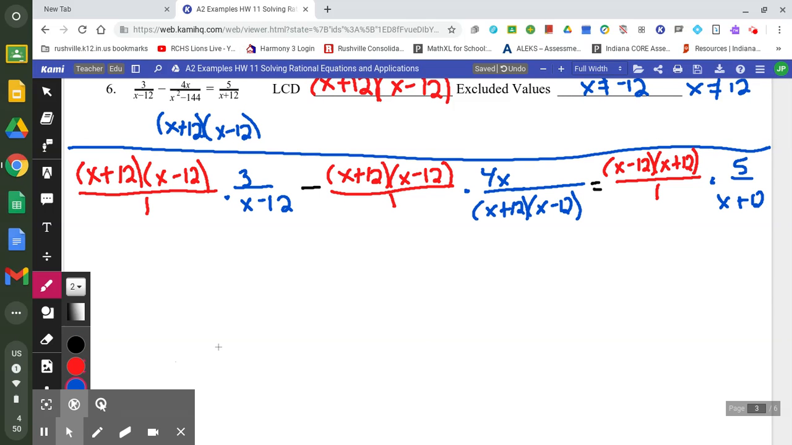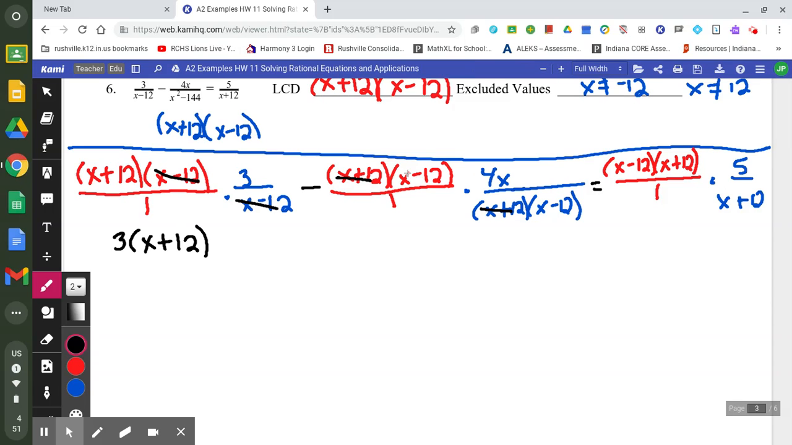Okay, now that I have my equation set up with my least common denominators, I'm ready to do my canceling. So x minus 12 on top, x minus 12 on bottom. So I have 3 times x plus 12. And then here I have the x plus 12 on top and bottom, x minus 12 on top and bottom. So I have this minus 4x. And then here, x plus 12 on top, x plus 12 on bottom. So I have 5 times x minus 12.